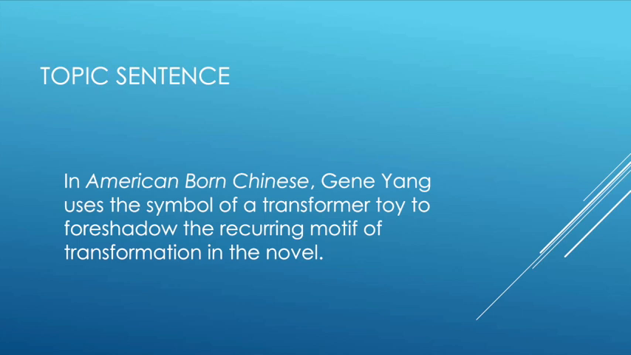In American-Born Chinese, Jean Yang uses the symbol of a transformer toy to foreshadow the recurring motif of transformation in the novel. So this tells us that this paragraph is going to be about the transformer toy being a tool of foreshadowing, right? So it makes sense then that the rest of the paragraph is going to focus solely on that.